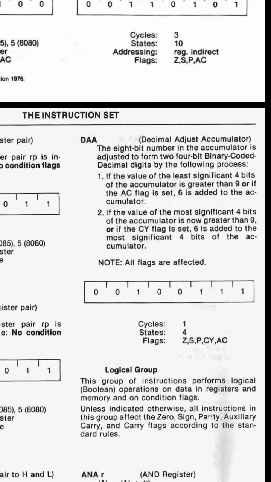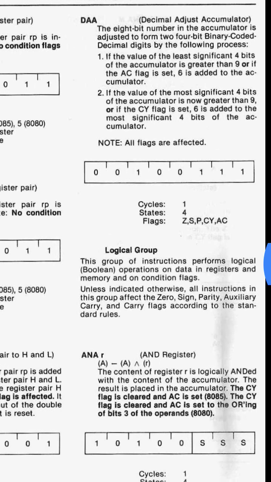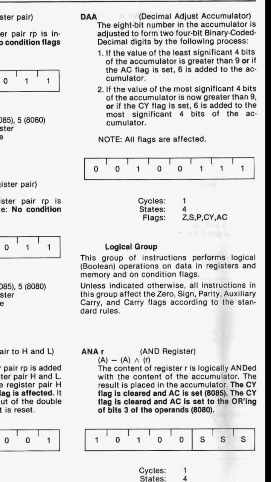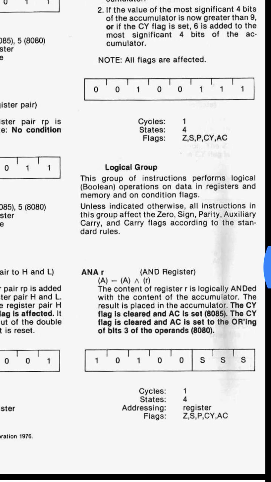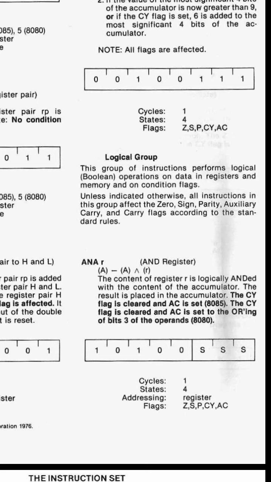Now the next type of instruction is the logical group of instructions. Logical group instructions perform mostly all the logical operations. The first instruction is ANA. ANA means ANDing with register. The register contents are ANDed with the accumulator, and the result will be stored in the accumulator. So bit by bit the ANDing will occur.